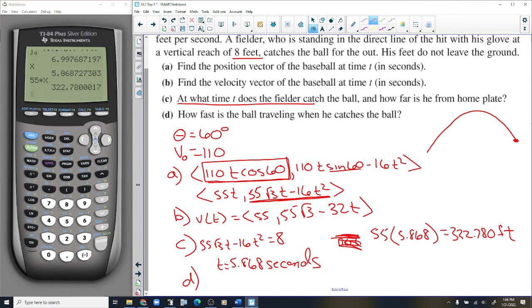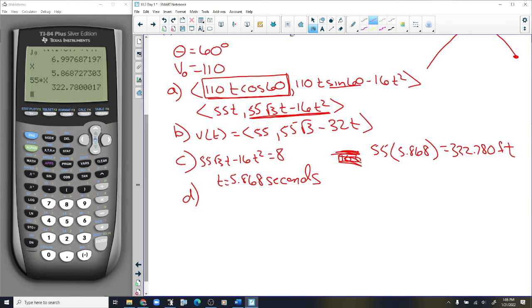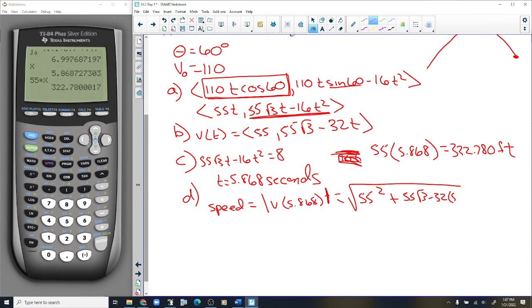Jeez. How fast is the ball traveling when he catches the ball? Well, that's the magnitude of the velocity vector. So the speed of the ball is equal to the magnitude of v of 5.868, which is equal to the square root of 55 squared plus (55 square root of 3 minus 32 times 5.868) squared. But I'll use the calculator for that actual value.